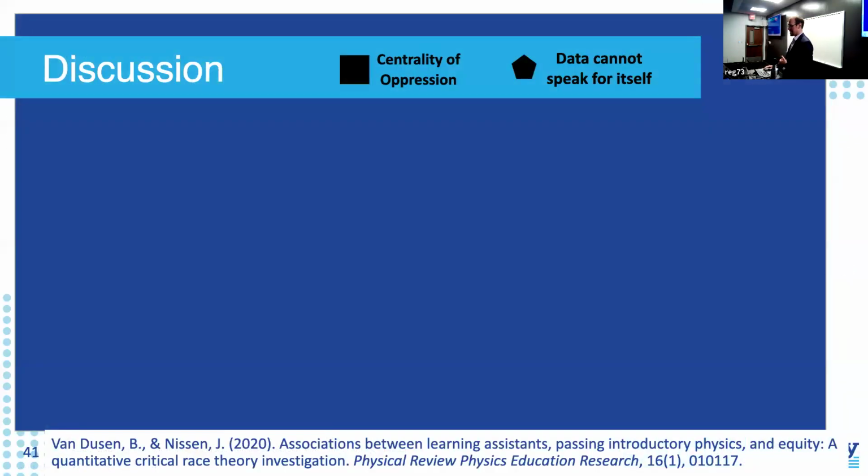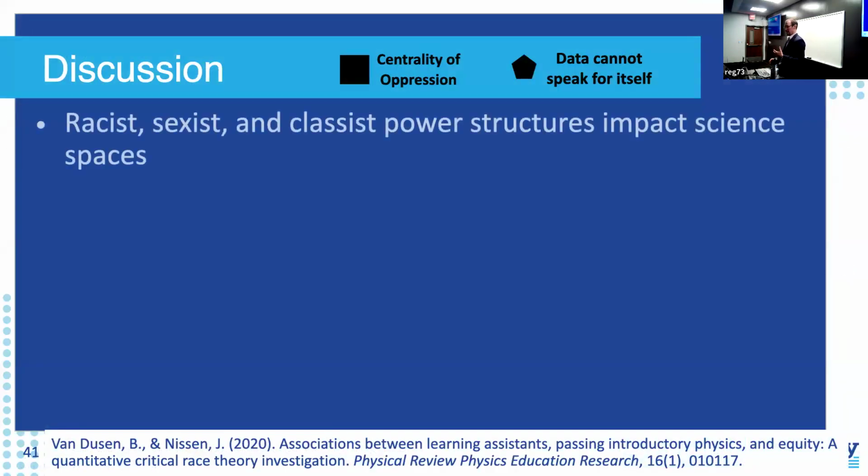Some of our takeaways here. What do I take away from this? First, racist, sexist, and classist power structures impact our science classes. We desperately want there to be no culture of science, and whatever happens out in the world, like, this is my safe place, but it comes in and it gets replicated in here. So we have to be thoughtful about these. We can't pretend it doesn't exist.